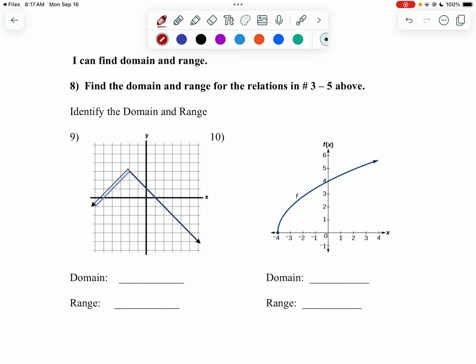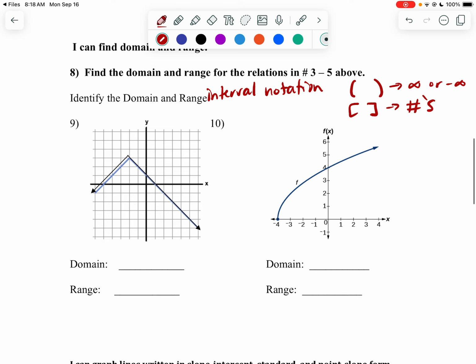Next part, domain and range of a graph. This is where we're going to use interval notation. Remember, we're going to use parentheses for infinities, and brackets for numbers. You have to think about your end caps, and you can mix and match. Just like before, domain is your x's, range is your y's. X's always means left to right, because that's your x-axis.